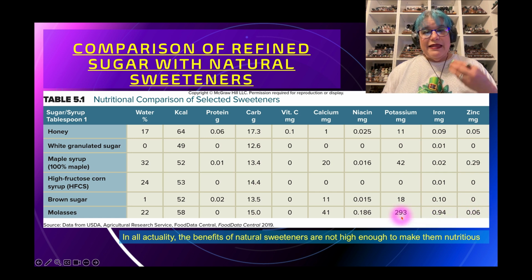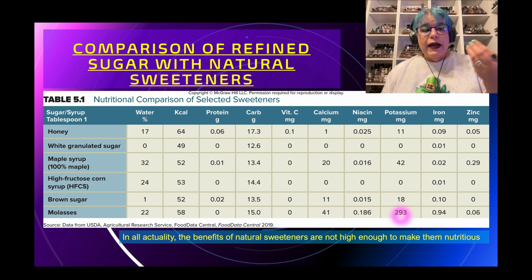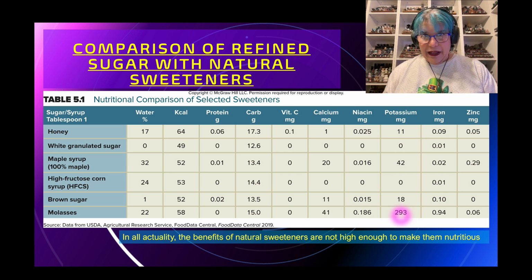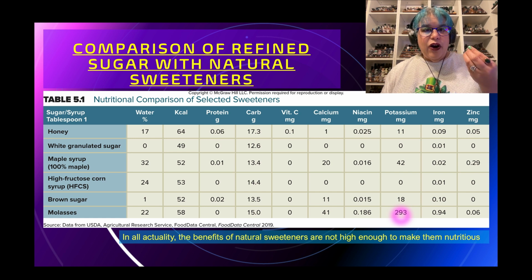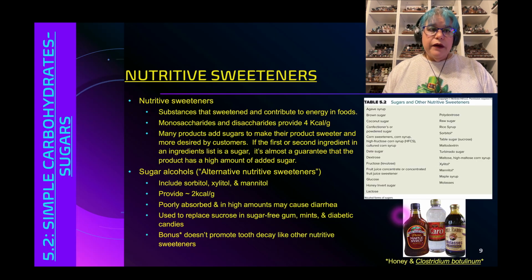But in reality, the numbers of these vitamins and minerals that are available compared to the calories that you're consuming don't really make it that much of a benefit. It isn't that they are extremely nutritious. Do you get these things? Yes, but not in really high enough numbers to count for anything. And you can look at this in more detail.